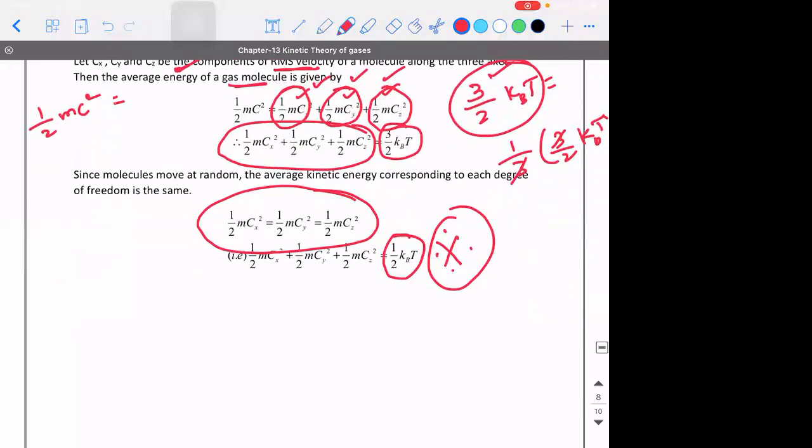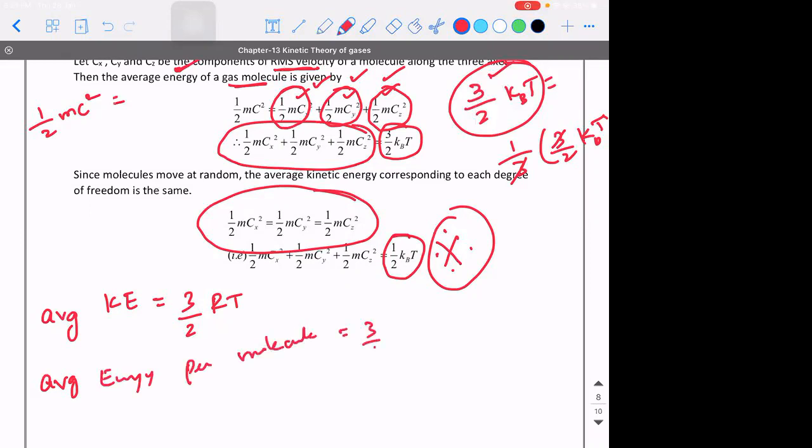So let me conclude the whole story. If I use the words average kinetic energy, average energy per molecule, then the value is 3 by 2 into R into T. It is 3 by 2.